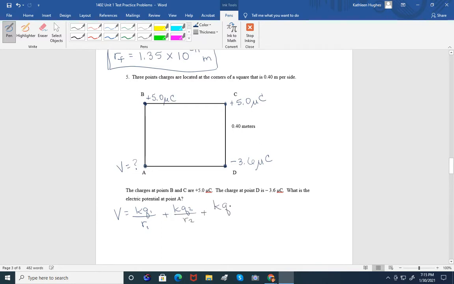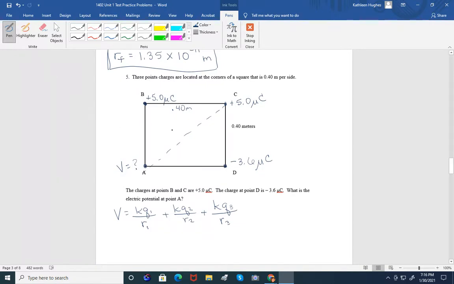In this case, we have 3 charges. We do need to find the distances. It said it was a square. So this side is 0.40 meters. But this distance is the diagonal of the square. And we have to do the Pythagorean theorem, or maybe you remember that it's the side times root 2. But if you do the math, you're going to see that that distance comes out to be about 0.56.